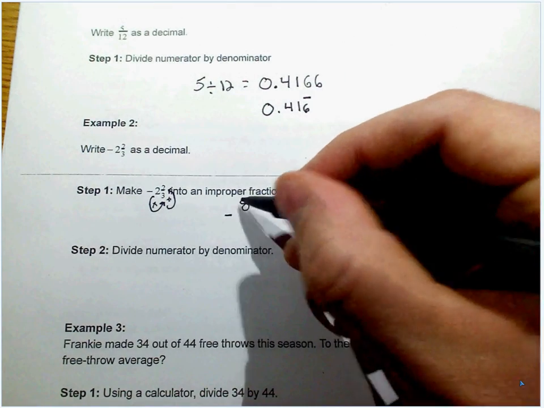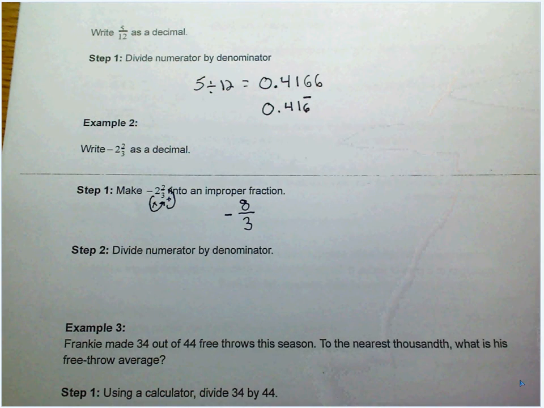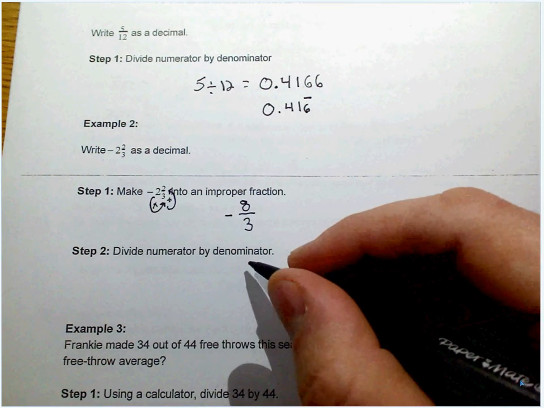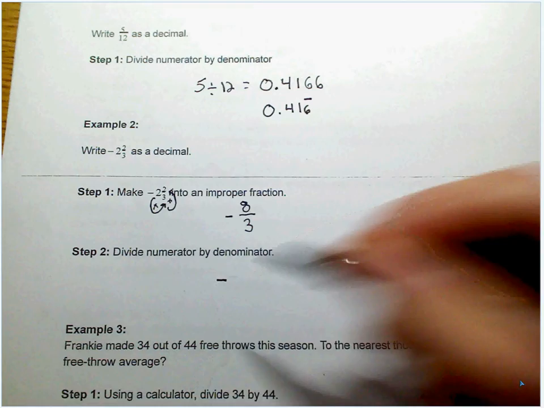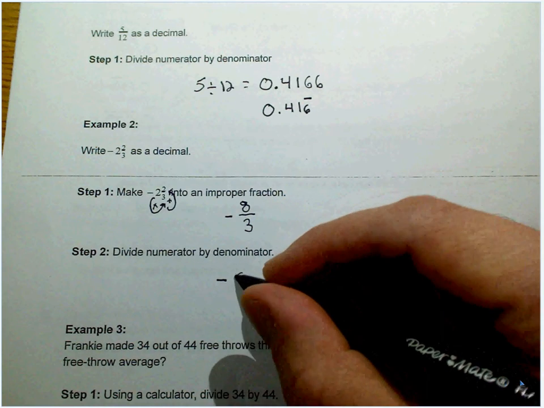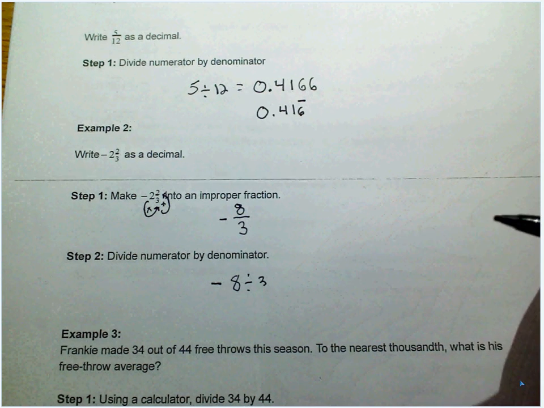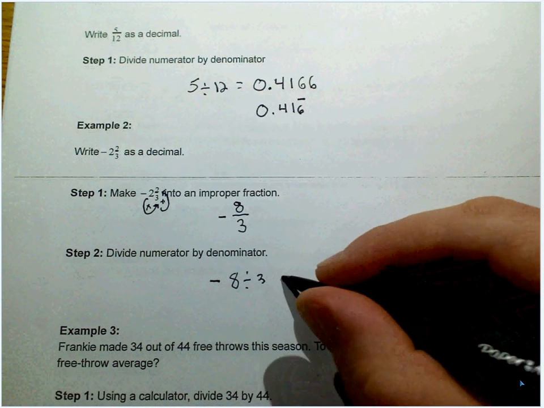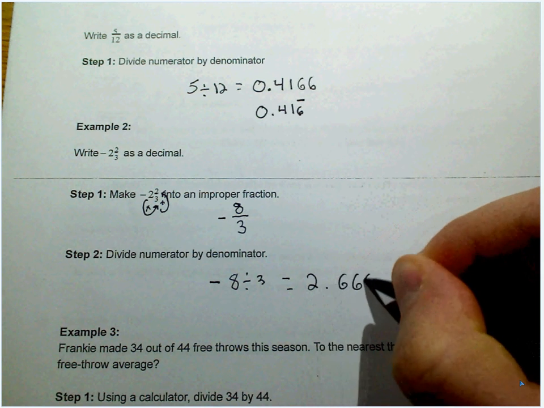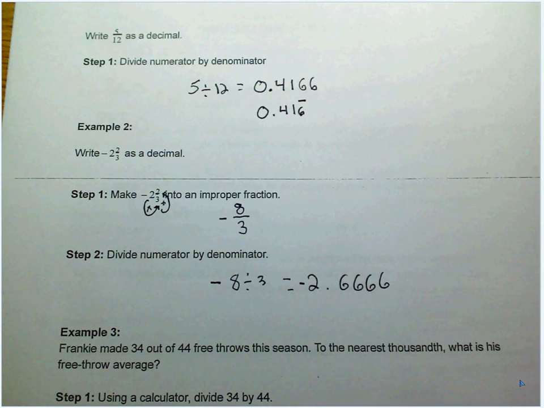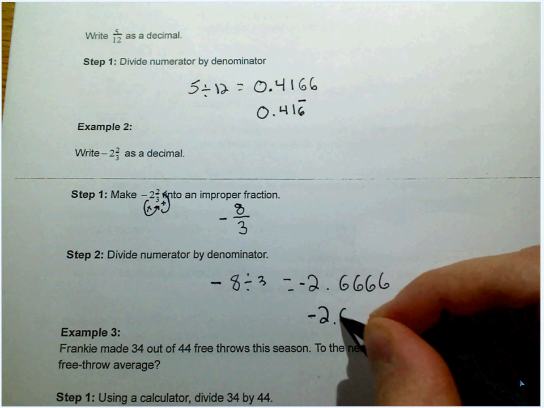We have -8/3. When we divide -8 divided by 3, keep the negative sign in front, then divide 8 by 3. So when you go through that, you're going to get 2.6 repeating. That's a negative. Just keep the negative sign in front. So I have -2 6/10 repeating.